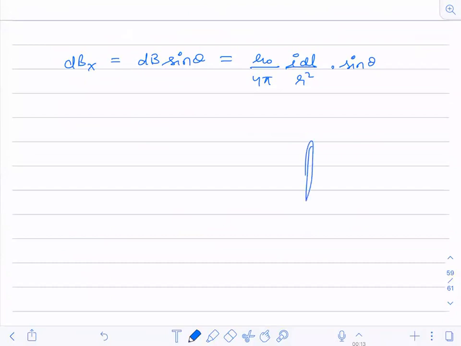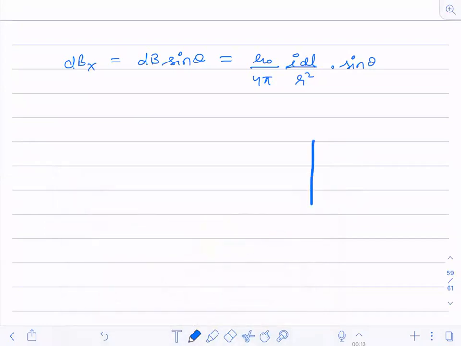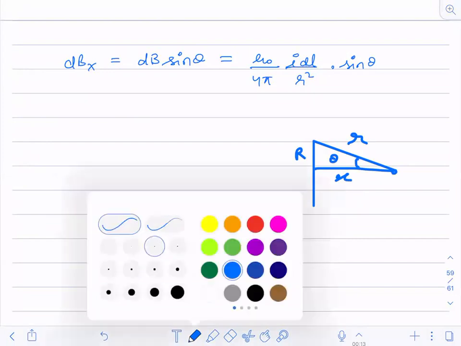So just see here. This was the ring, if you can remember. This was the point here. This is r vector, this is r. This was, suppose, x. And this is theta. And capital R is the radius of the ring.